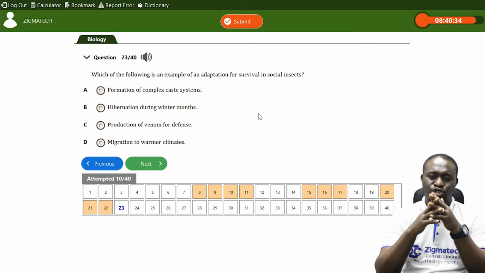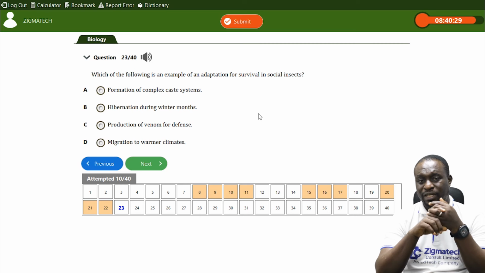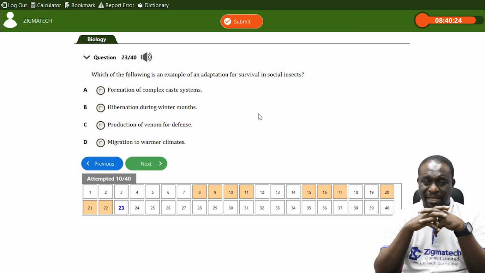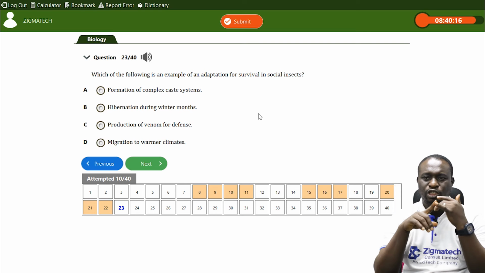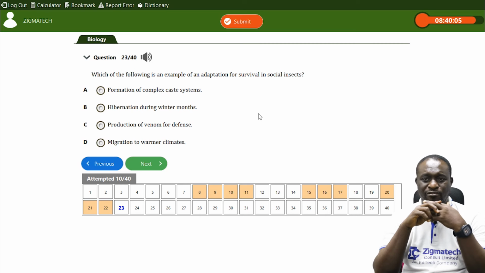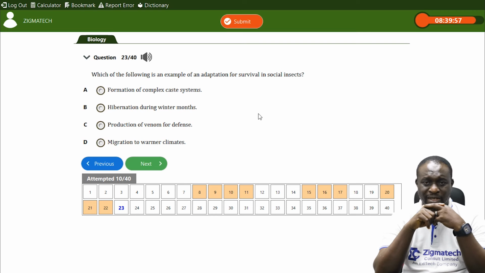Okay? Now, examples of social insects, we have bees, we have termites, okay? They fall under social insects, bees and termites. Now, how do they adapt for survival? A, is it formation of a complex caste system? B, is it hibernation? I don't think they undergo hibernation during winter months. C, is it production of venom for defense? Well, actually they do produce venom for defense. We have the bee, they produce venom which they sting for defense.